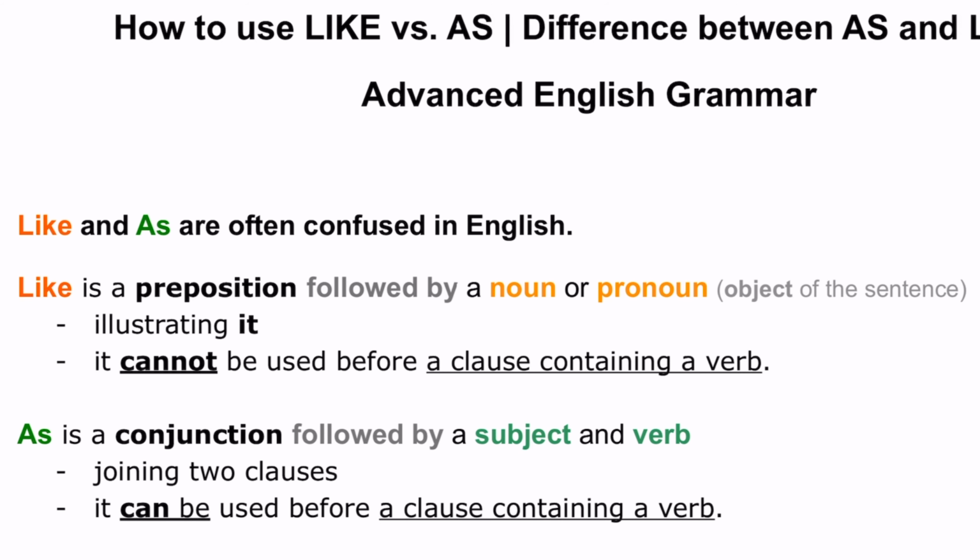So like and as are often confused in English. Like is a preposition followed by a noun or a pronoun, which is the object of the sentence. And like illustrates the noun or the pronoun and can't be used before a clause containing a verb. So there is only a noun and a pronoun. As is a conjunction followed by a subject and a verb, and it joins two clauses, so it can be used before a clause containing a verb, because as is followed by a subject and a verb.